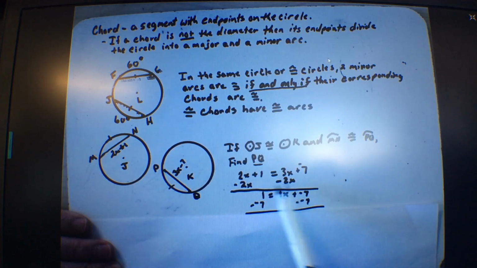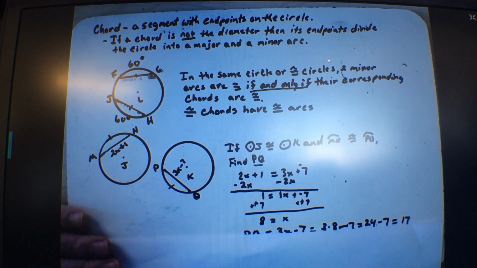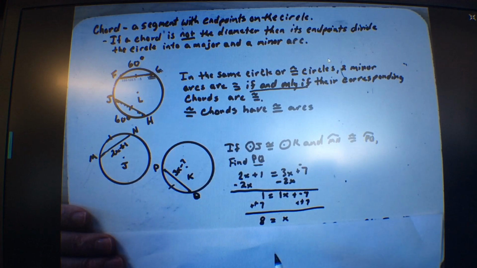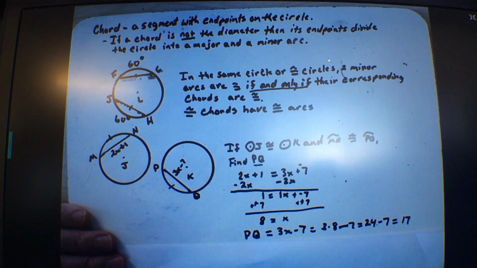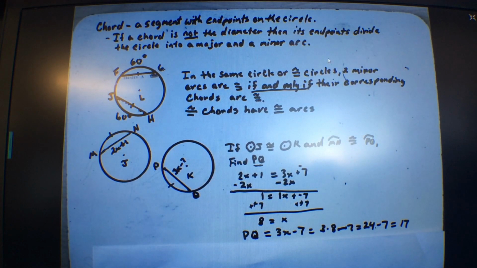All right, so then I just do the algebra. I subtract 2x from both sides, and I get 1 equals x plus a negative 7. I subtract a negative 7 from both sides, which is basically the same as adding 7 to both sides. And so I get x equals 8. So if x is equal to 8, then PQ is 3x minus 7, so I just put that 8 in there. 3 times 8 minus 7 is 24 minus 7, which is 17. So congruent arcs have congruent chords, and congruent chords have congruent arcs.